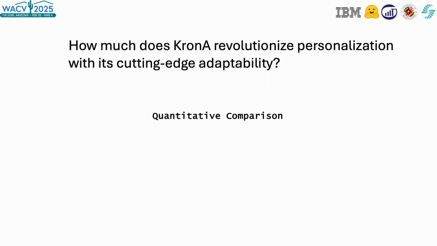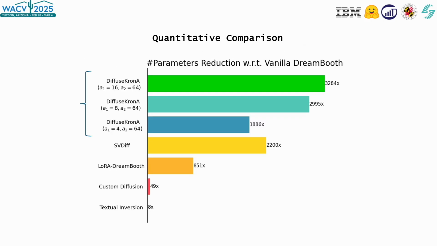Let's look into the quantitative analysis of DiffuseKronA as compared to other methods. Observe DiffuseKronA. With configurations like 16 and 64, it already achieves superior parameter efficiency. But what happens when we push it further? Even as we aggressively reduce parameters, lowering to 8 and then 4, DiffuseKronA maintains amazing performance. At 4 and 64, it uses just a fraction of the parameters, yet outperforms LoRA, SV-Diff, and others.